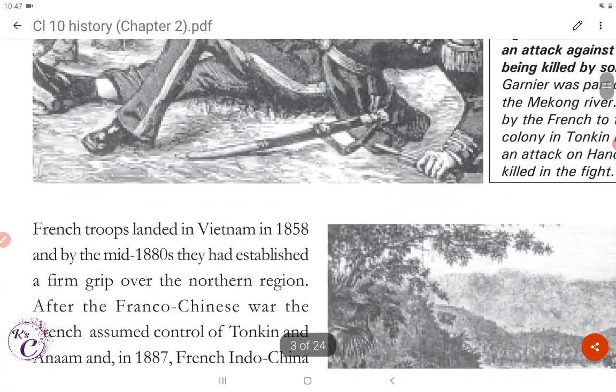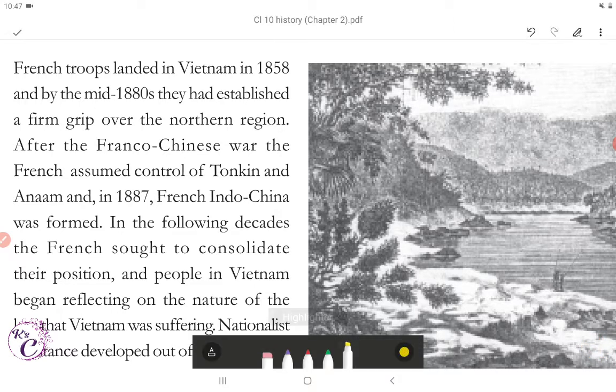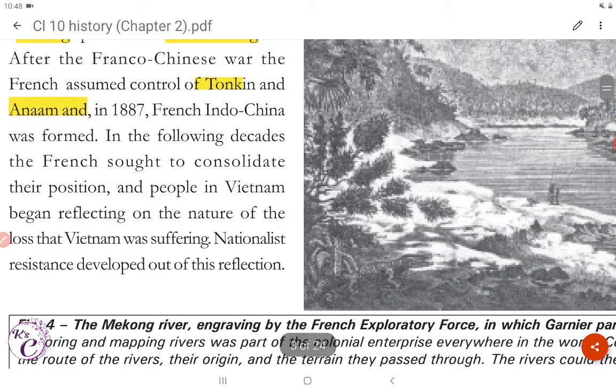Okay, so let's start. French troops landed in Vietnam in 1858, and by the mid-1880s, they had established a firm grip over the northern region. After the Franco-Chinese War, the French assumed control of Tonkin and Annam, and in 1887, French Indochina was formed.